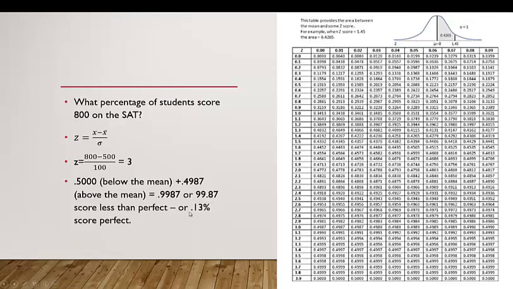In other words, if we want to look at the percentage of students above that, then we're looking at 0.13%. Not even a percent. 0.13% of the students in America make a perfect 800 on their SAT. That's a pretty small number.